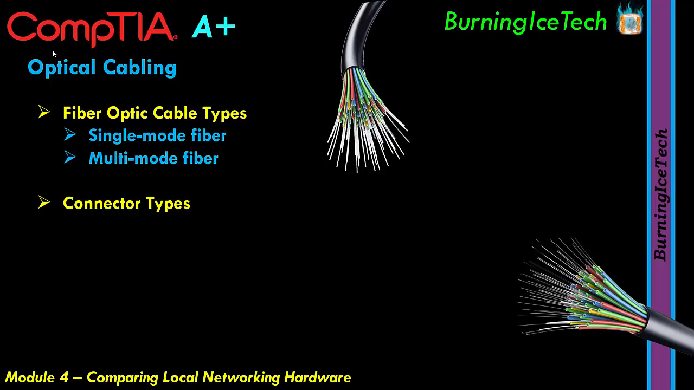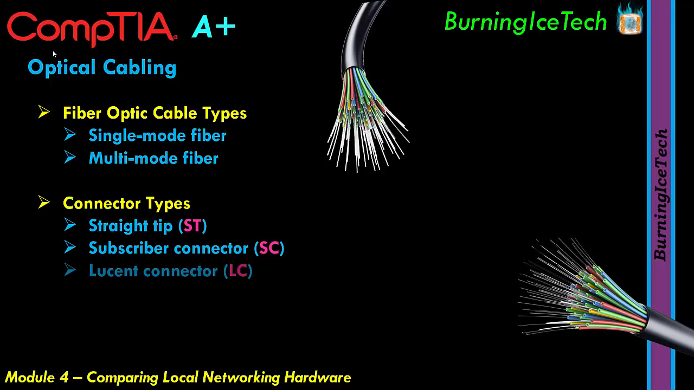Those 3 are straight tip, which is known as ST, subscriber connector, which is known as SC, and Lucent connector, which is known as LC. Now, if they ask you a question about fiber connectors in the exam, it'll be something along the lines of, which one of the following connectors is used for fiber? Or which one of the following connectors are fiber connectors? It might be a question where you can only choose one answer. Then just look for any one of these three.